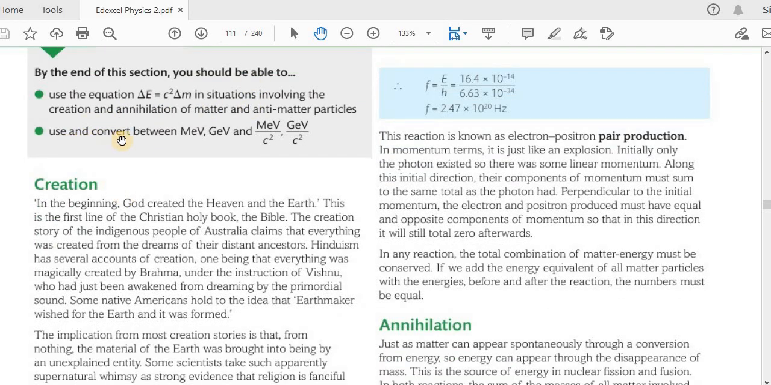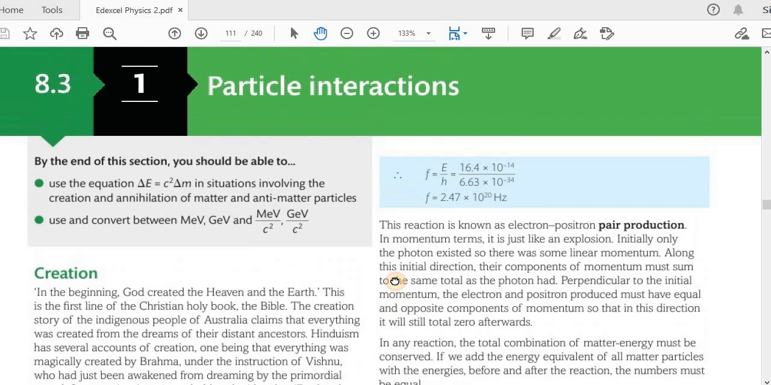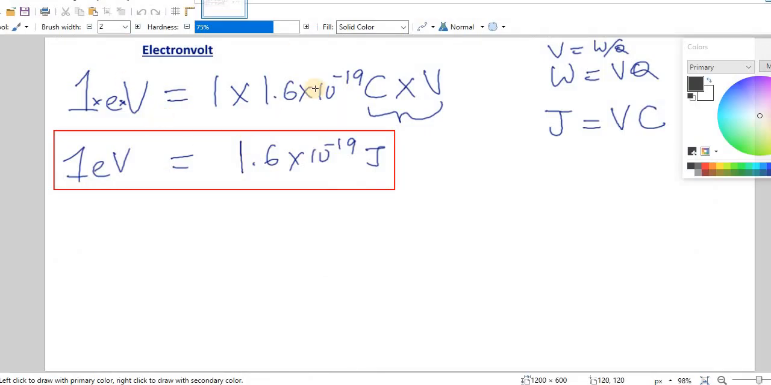Then use and convert between mega electron volts, giga electron volts, and mega electron volt divided by c squared, or giga electron volt divided by c squared. Now this electron volt is a unit of energy. If you remember the equation, W equals QV. So let me show you that. I think in a previous lesson also I explained it. Yeah, so last time we saw this.